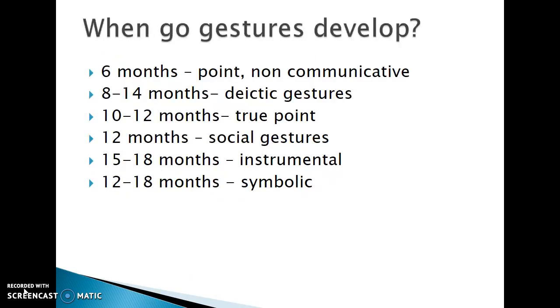When we think about when gestures develop, we know that at 6 months, children will sometimes do some pointing, but they're not truly gestures at that point.